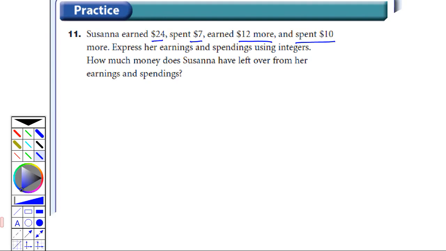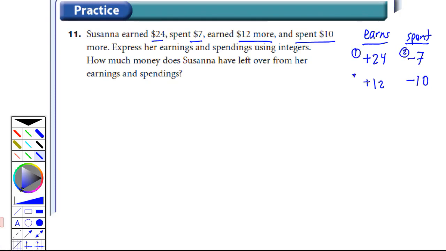So if she earns money, I know that's going to be a positive. So the money that she earns, I'll put here is plus 24. And then the money that she spent is going to be minus 7. Then she earned 12 after that, and then she spent 10. So the first thing was plus 24, the second thing was minus 7, the third transaction you could say was plus 12, and the fourth was minus 10.